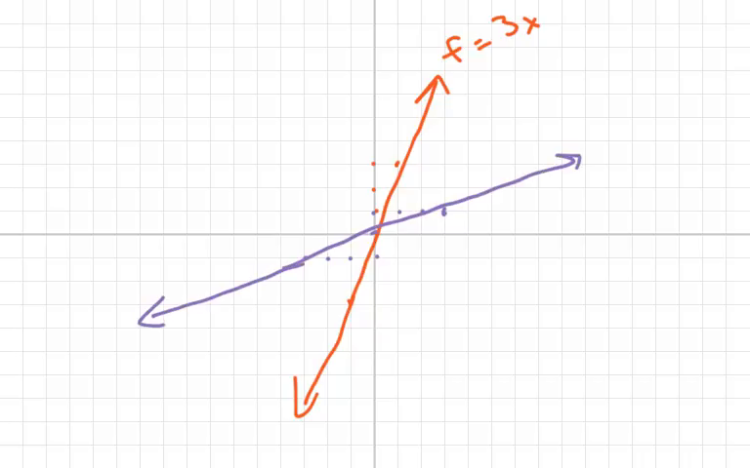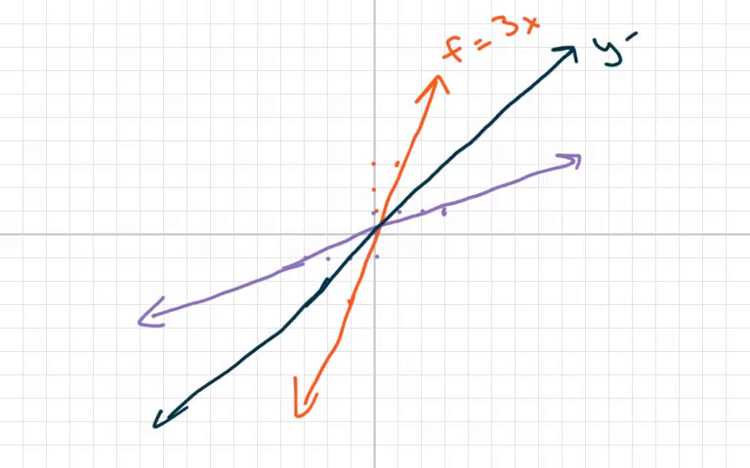And then you're supposed to draw the y equals x. So it reflects over the line y equals x. This is y equals x, and this purple is f inverse, which equals 1/3 x, and it works out nice. Okay, so the next one is 49, and we'll go a little faster.